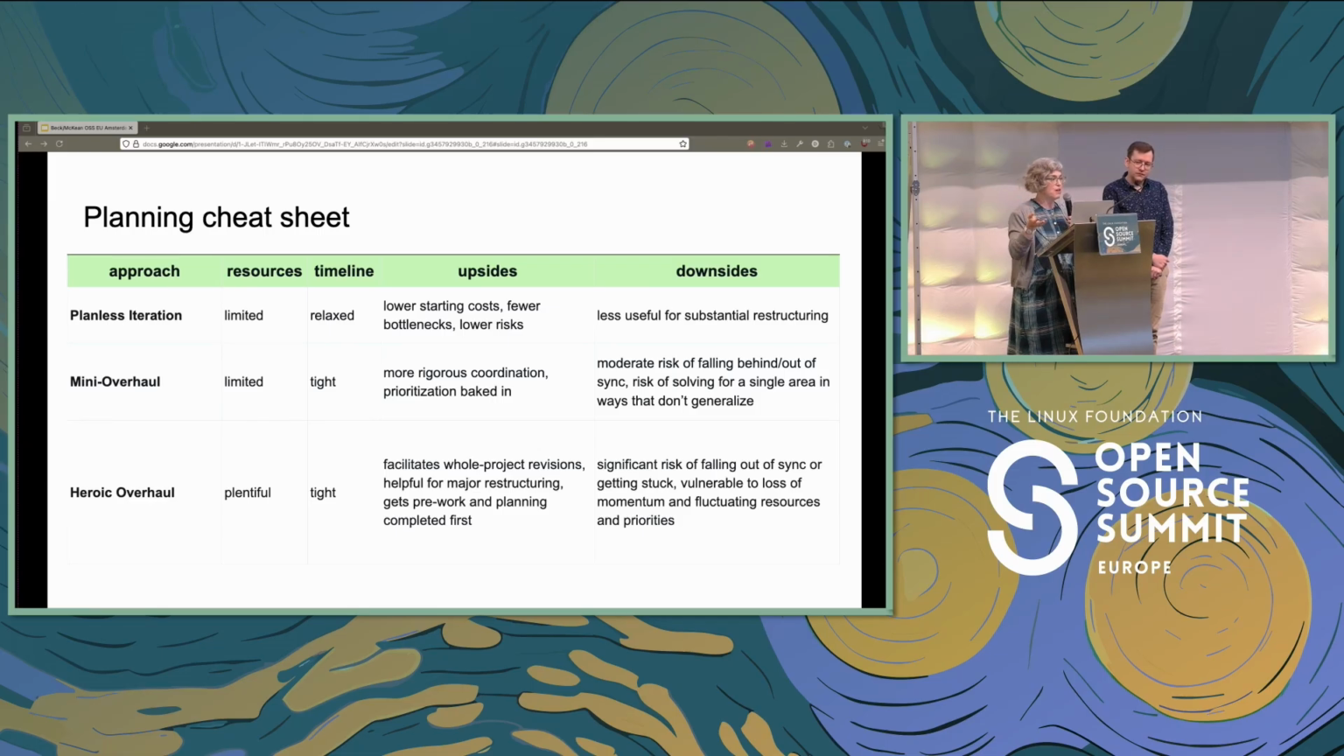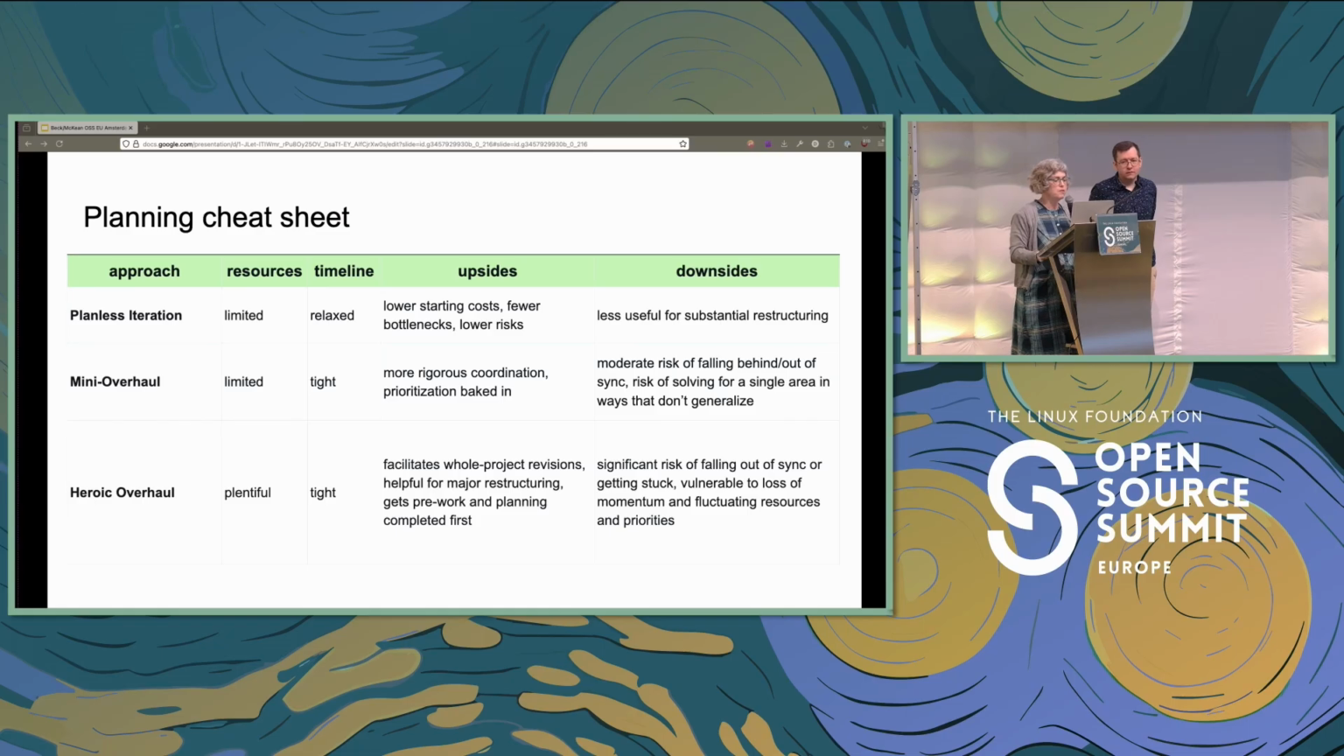But there's significant risk of falling out of sync or getting stuck. And then it's very vulnerable to loss of momentum, because everyone likes to be a hero at the beginning. Nobody really likes to be the last hero standing. And fluctuating priorities: if you find a significant vulnerability in your project, everything's going to drop while you fix that, and the heroic overhaul might fall to the side.